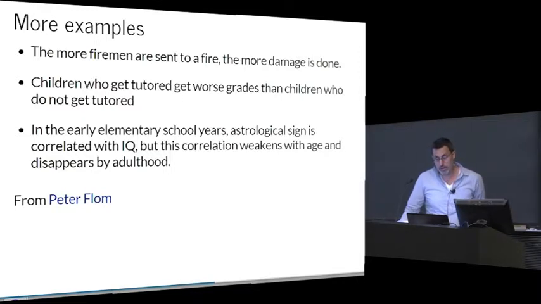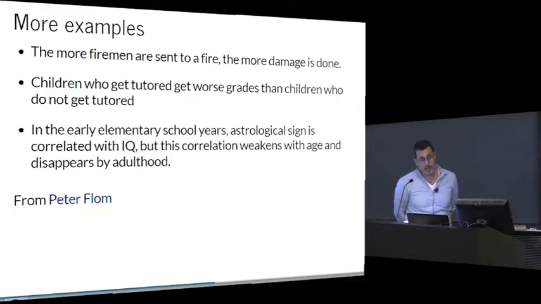Now, the third one is a clear example of confounding. Take a moment to read it. So astrological sign is correlated with IQ, and then it goes away. So what's the confounder there?